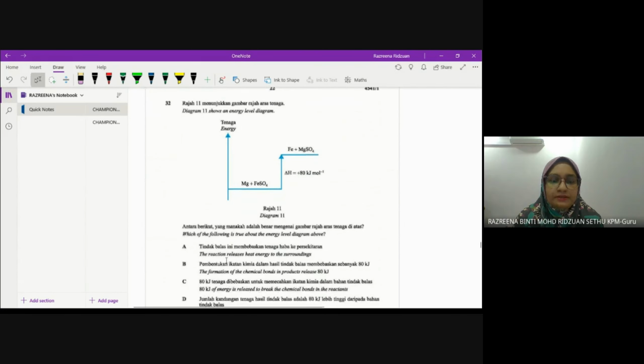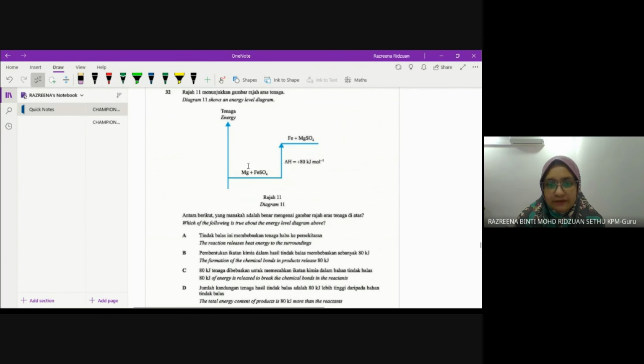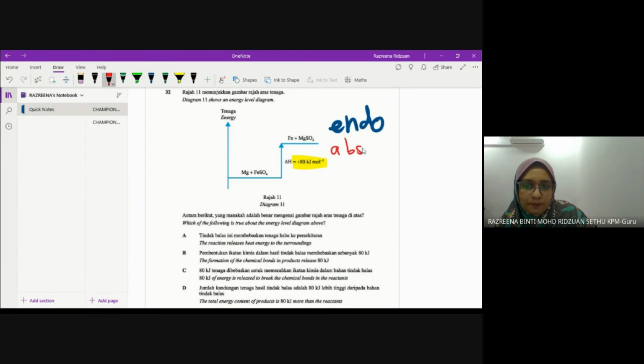Okay. Question 32. Diagram shows an energy level diagram. Which of the following is true about the energy diagram? A. The reaction releases heat. The moment you see positive 80, you know that this is endo. Okay, so endo means they absorb heat from the environment. So A is wrong. Okay.